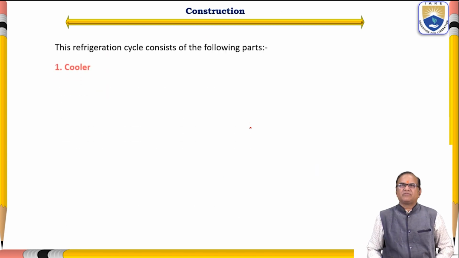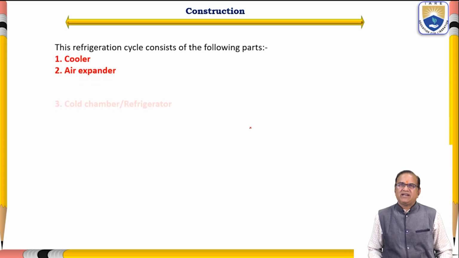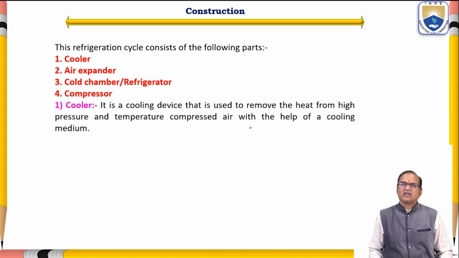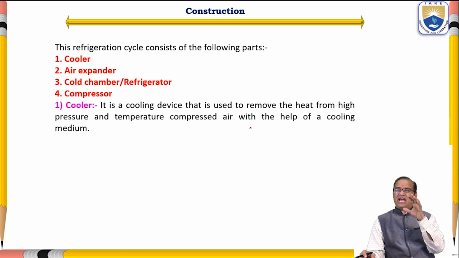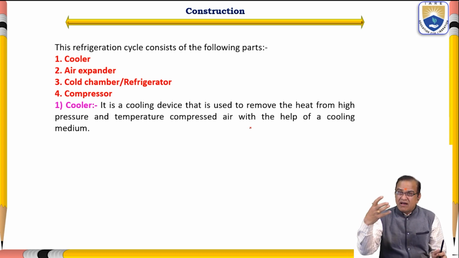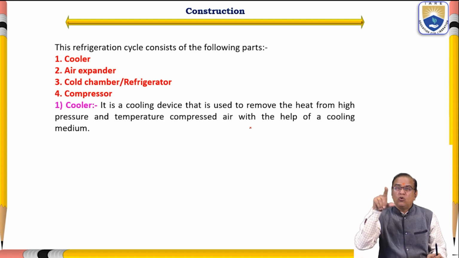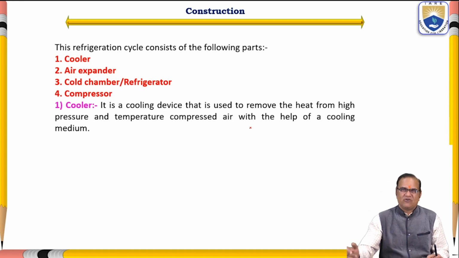So the construction of this refrigerator cycle consists of the following parts. One is the cooler, then air expander, cold chamber or the refrigerator, then compressor. So what is the cooler? Cooler is a cooling device that is used to remove the heat from the high pressure and temperature compressed air with the help of the cooling medium. So the high pressure and high temperature air coming from the compressor is cooled in the cooler, which I have shown you just now.